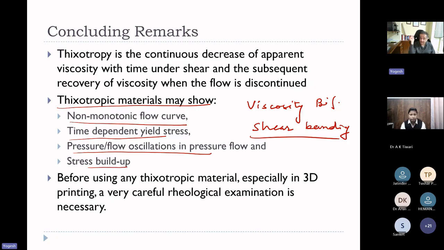And another application I forgot to mention is that thixotropic materials are very predominantly these days used in 3D printing. And therefore, one must be very careful before applying it in 3D printing, as it may lead to various instabilities if you do not take great care in specifying the parameters under which you are using your 3D printer. All right. So with this, I'll conclude my talk, and I'll be happy to take any questions if you have. Thank you.